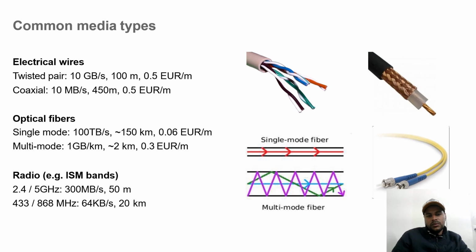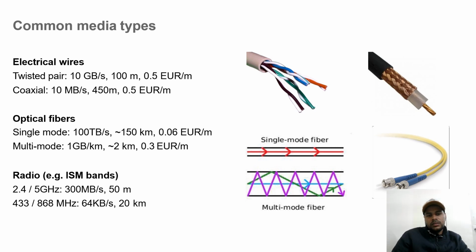Now, what are the most common media types which are used for communication purposes? It can be wires like fiber cables, radio bands, etc. So the first one is electrical wires. They are twisted pair cables having a data rate of 10 GB per second. And these are the coaxial cables which are shown in the diagram, the second one, with 10 MB per second of data rate.